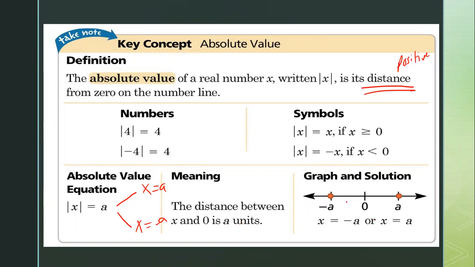And the reason for that is if you look at the graph in our solution, there are two values that are the same distance from 0. And that's why it can be one or the other.